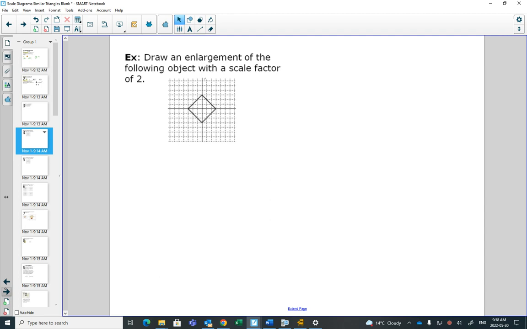Okay. Draw an enlargement of the following object with a scale factor of 2. So, scale factor of 2 means every measurement needs to get multiplied by 2. Can you see that this point right here is 3 away from the origin? The origin is a kind of an important point because that's where things sort of are measured from.